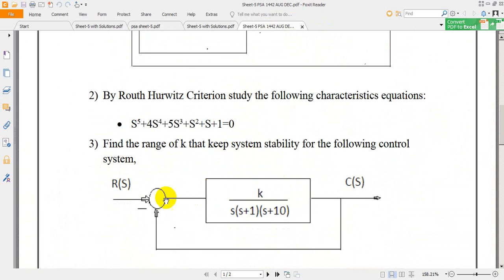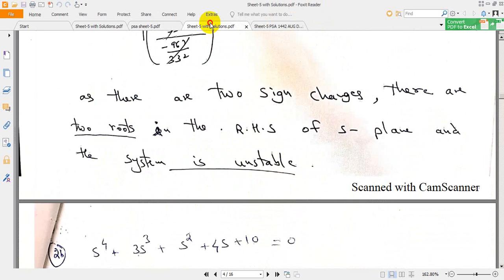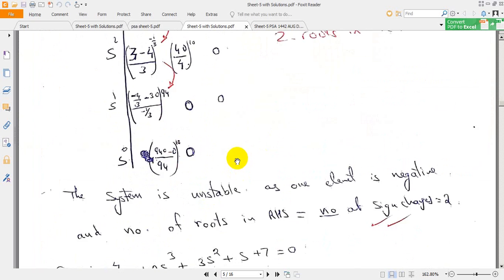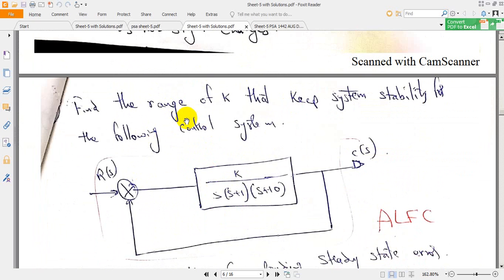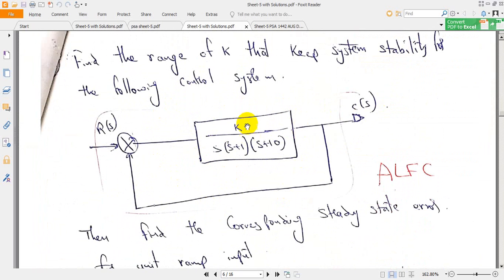Now coming to the third question. The third question is we need to find the range of the K. This is an extra question for your practice. I have given it here for Routh's criteria. We need to find the range of K that keeps the system stable for the following control system. It means we need to calculate the range of K. We don't know the value of the K, but the system is stable.